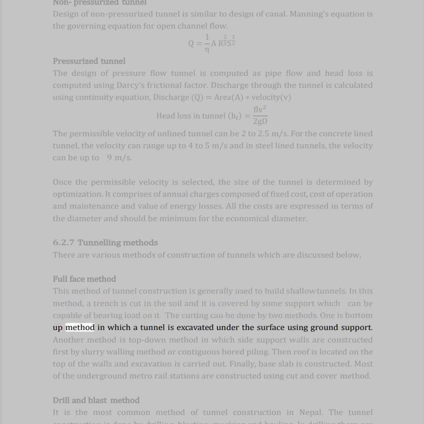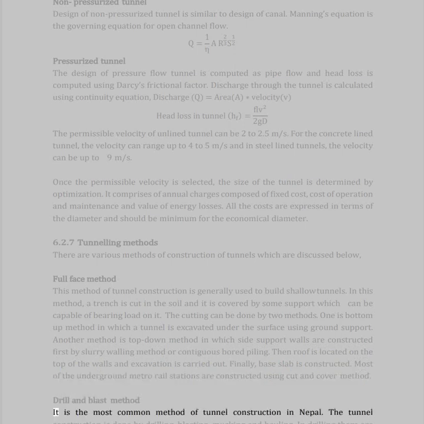One is bottom-up method, in which a tunnel is excavated under the surface using ground support. Another method is top-down method, in which side support walls are constructed first by slurry walling method or contiguous board piling. Then roof is located on the top of the walls and excavation is carried out. Finally, base slab is constructed. Most of the underground metro rail stations are constructed using cut and cover method.